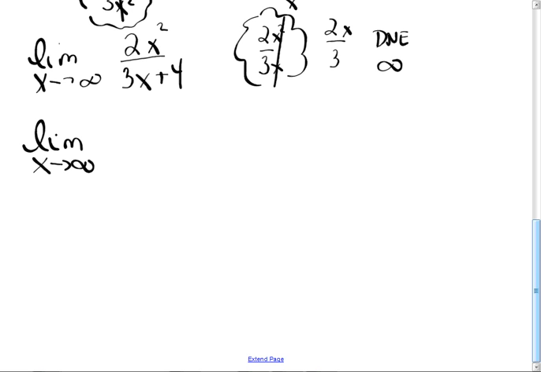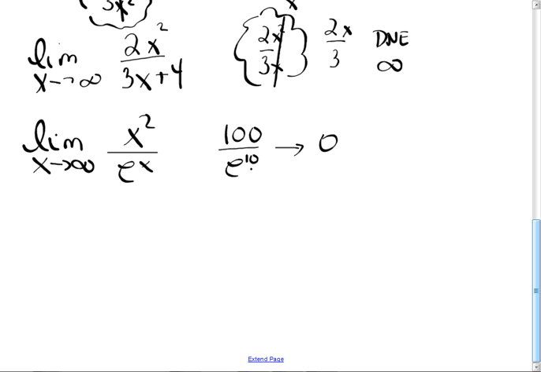What about this? X squared over e to the x. And you just have to think. Take a number, like 10. 10 squared is 100, and e to the 10th, is that bigger than 100 or smaller? It's bigger. So what's happening? This is getting big, but this is getting bigger faster. So this is going to what value? Zero.